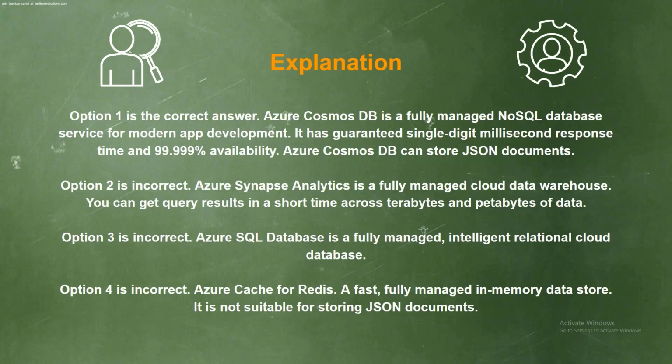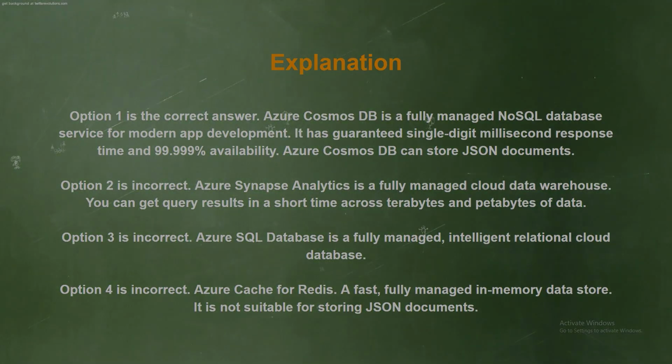Option 3 is incorrect. Azure SQL Database is a fully managed, intelligent, relational cloud database. Option 4 is incorrect. Azure Cache for Redis is a fast, fully managed in-memory data store. It is not suitable for storing JSON documents.